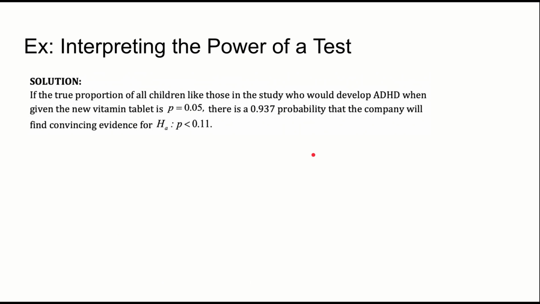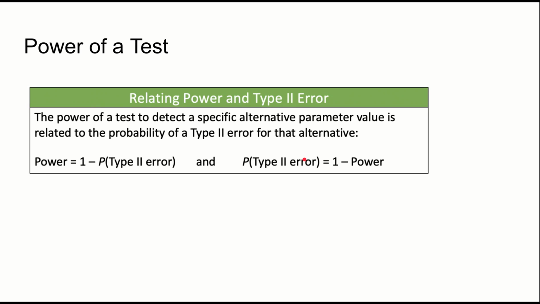All right, the solution: if the true proportion of all children like those in the study who would develop ADHD when given the new vitamin tablet is P equals 0.05, there is a 0.937 probability that the company will find convincing evidence for H alternative, which is P is less than 0.11. All right, and the relationship between the power and the type 2 error, they're basically complements of each other. The power is equal to 1 minus the probability of a type 2 error, or you could say that the probability of a type 2 error is 1 minus the power.